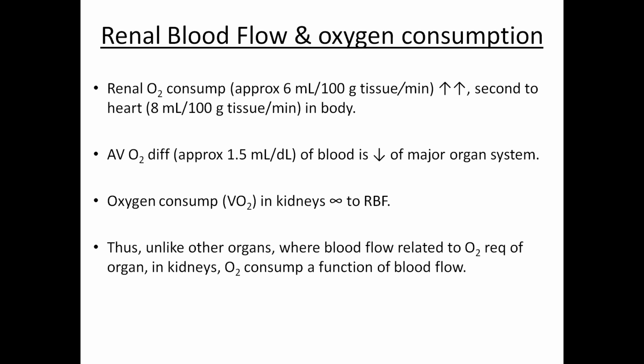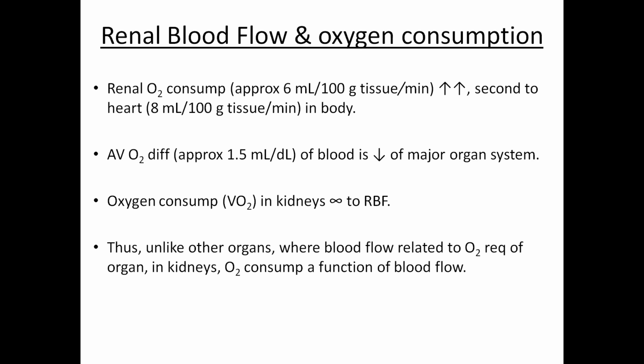Then a word about renal blood flow and oxygen consumption. So again, the renal oxygen consumption, which is approximately 5 ml per 100 gram of tissue per minute, is very high, being only second to the heart. That is 8 ml per 100 gram of tissue per minute in the body.